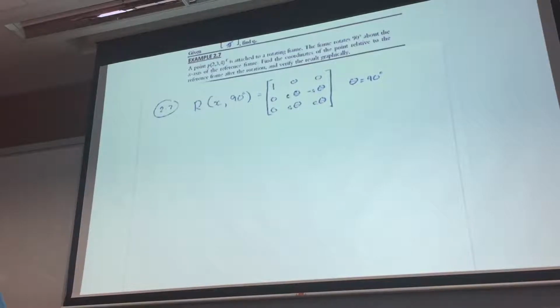Now the other portion, the real question comes in, is find the coordinates of the point relative to the reference frame after the rotation. So they have given you the position of the point P with respect to the moving frame, right? That is 2, 3, and 4. Now you have done some rotation to this frame, they want you to find the global position.